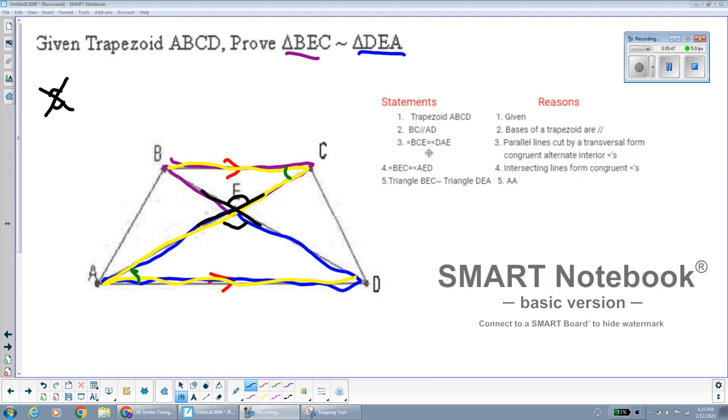Before we know that the alternate interior angles can be congruent, we do need to know that we have parallel lines cut by a transversal. So notice before I mentioned the alternate interior angles in my proof, I did state that BC is parallel to AD, and the reason: bases of a trapezoid are parallel. Notice also I mentioned our vertical angles. Intersecting lines form congruent, I should say vertical angles, congruent vertical angles. And then we have the two triangles similar by AA.